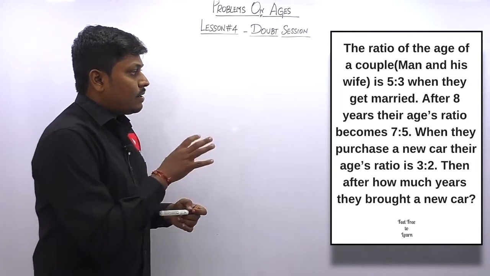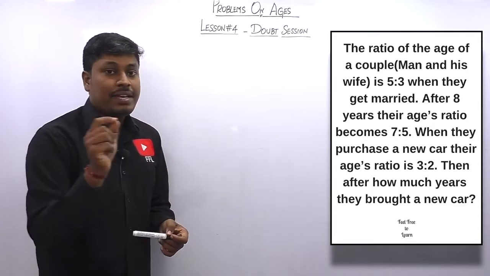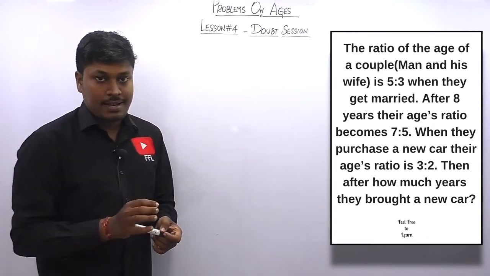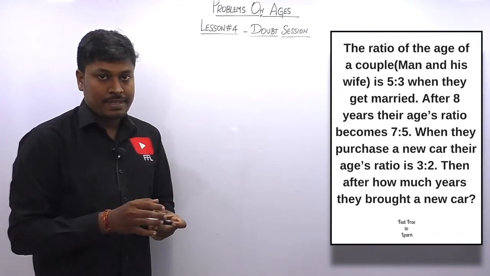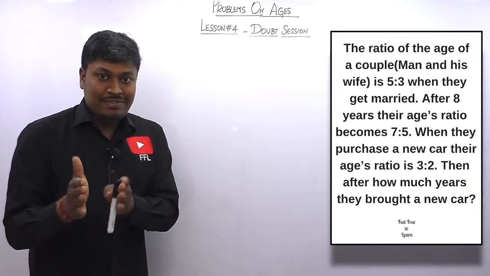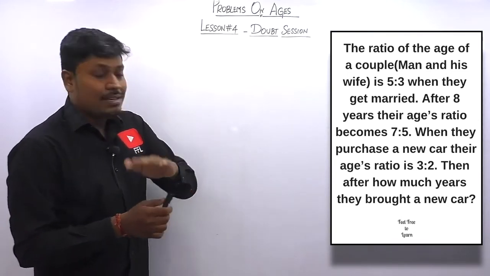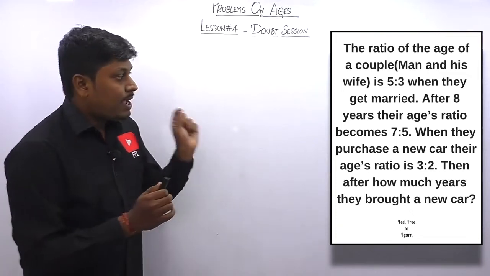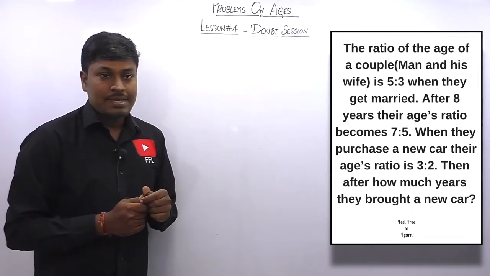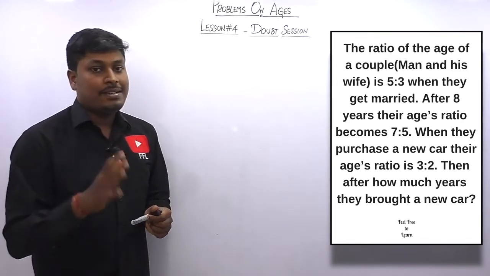So friends, listen here. First, what they are saying is the ratio of the man and his wife is given, that is 5:3 at the time of marriage, and after 8 years their ages are in a ratio 7:5. So in between this marriage and after 8 years they have purchased a car, right? We don't know after how many years they purchased a car, but at that time the age ratio is given as 3:2. So what is our target? Our target is to find after how many years they purchased a car.